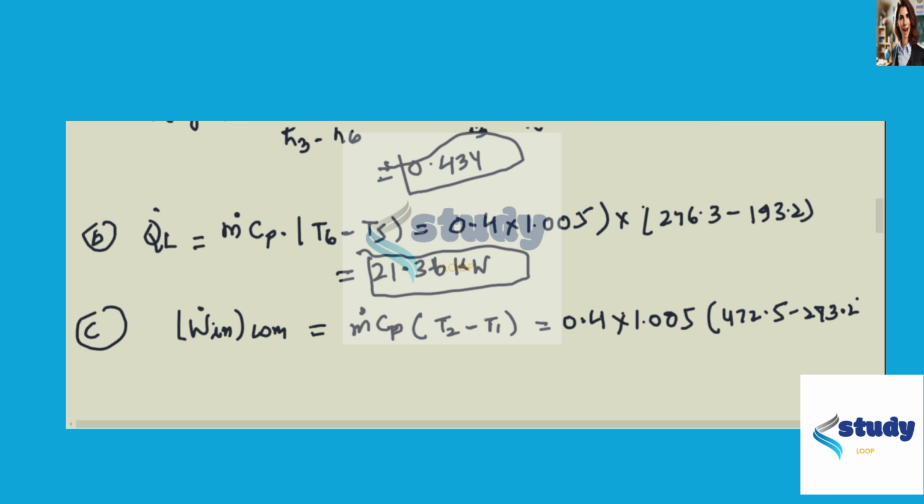On solving it, you will get input power of compressor to be 80.13 kilowatt.